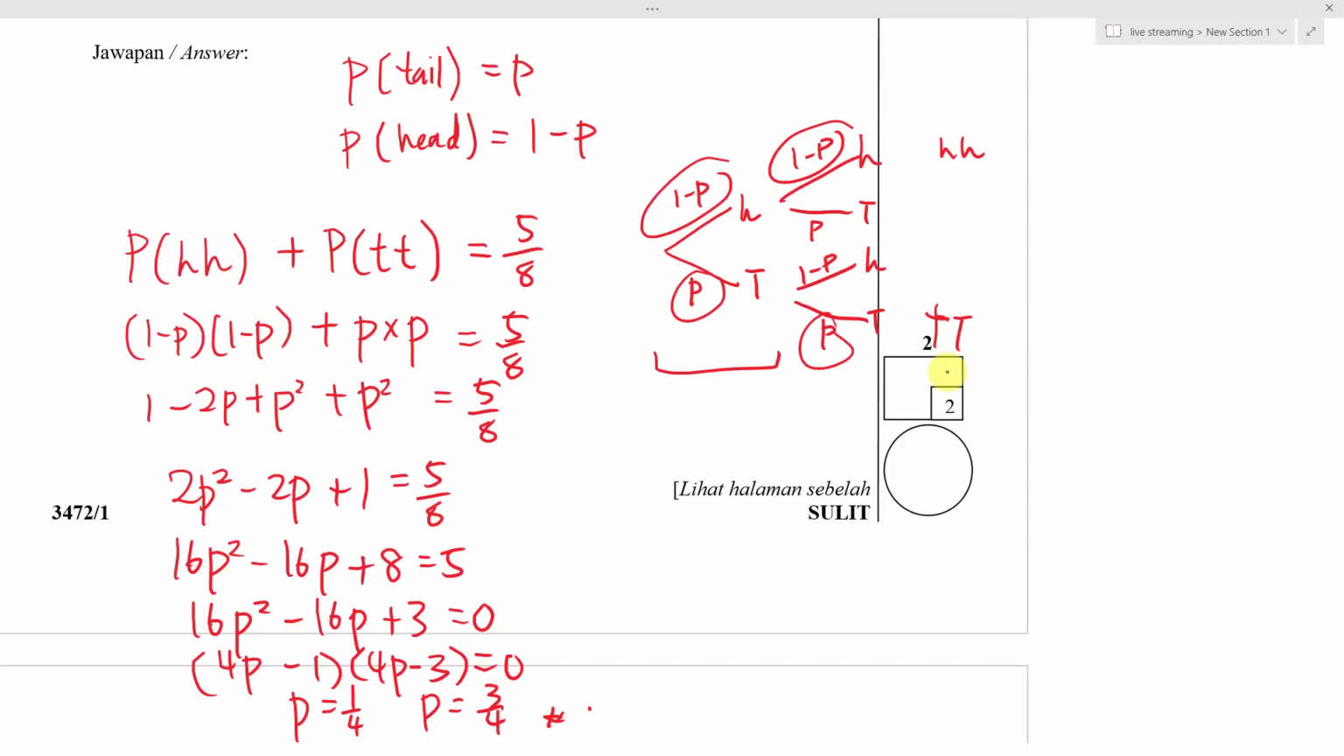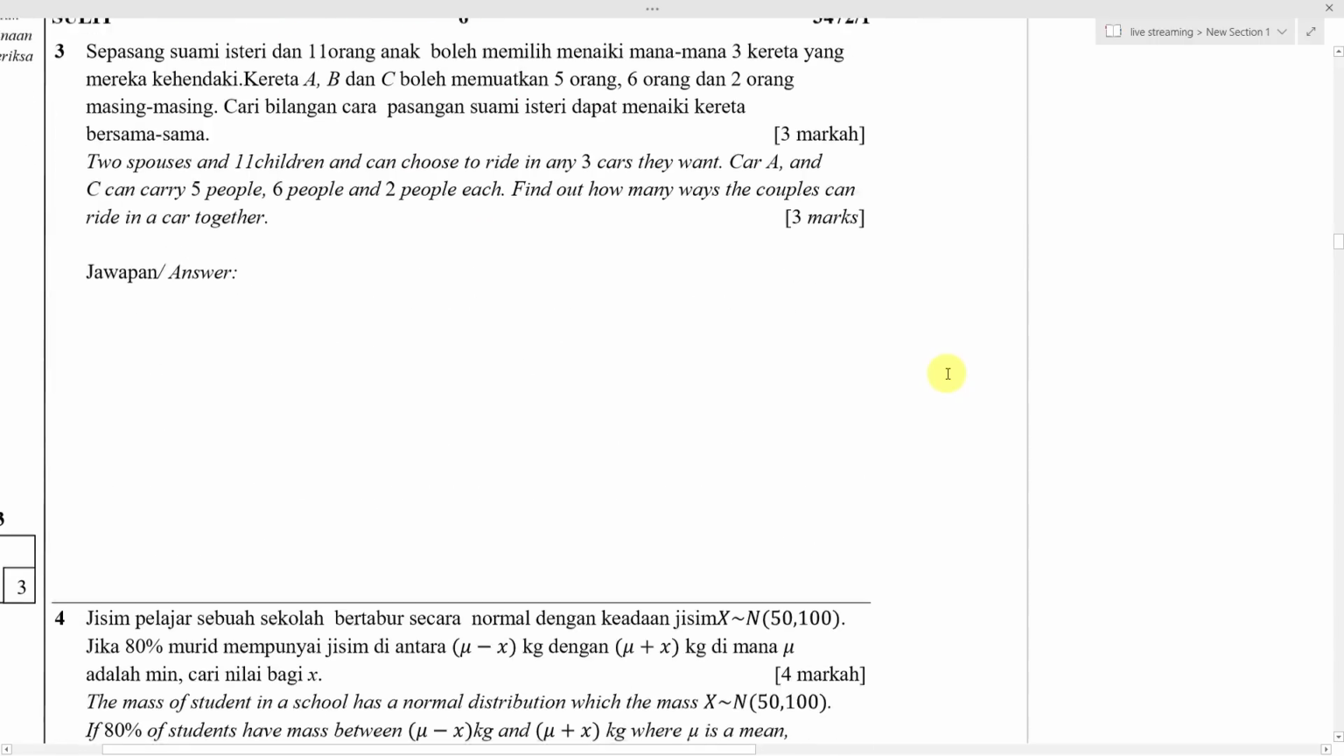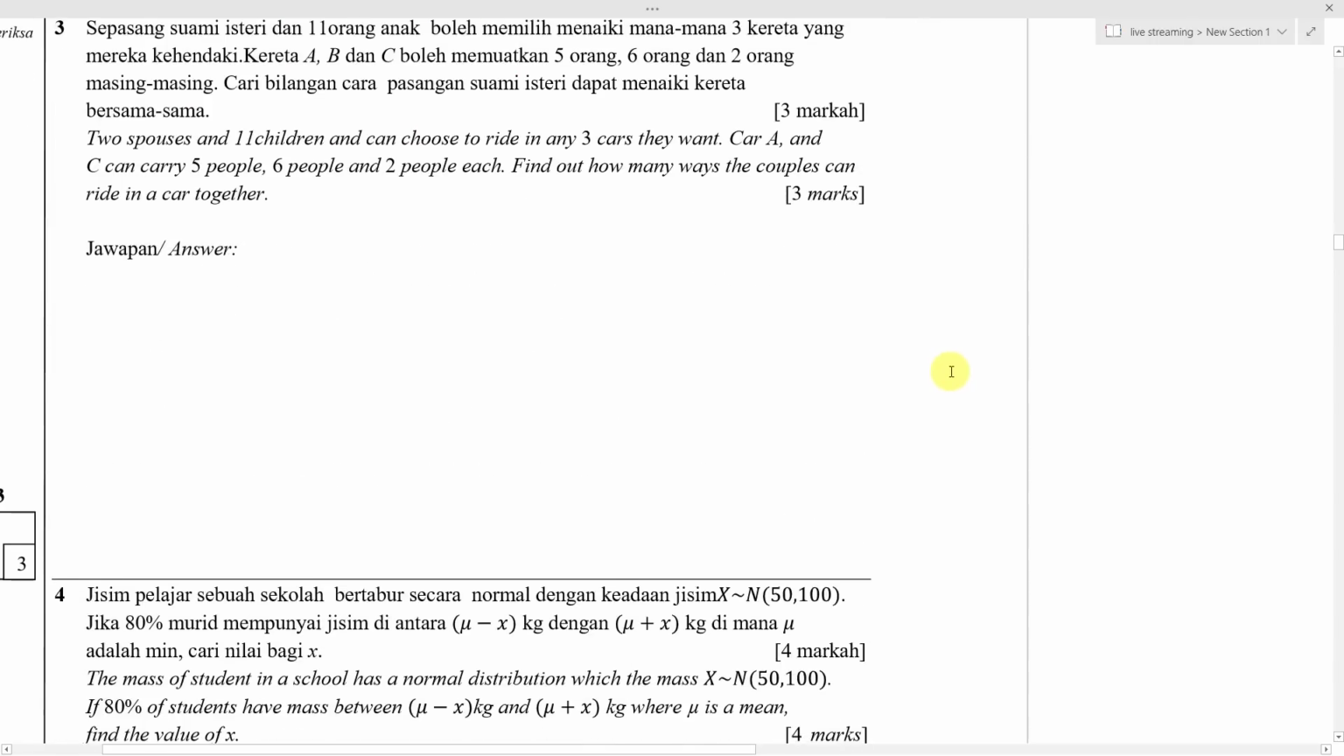Alright, so let's move on to the next one. Okay, this one I would say is quite hard. So I will call this question a K-part, because even when I do it myself, I also take some time to actually figure out what it is. Alright, so let's move on.